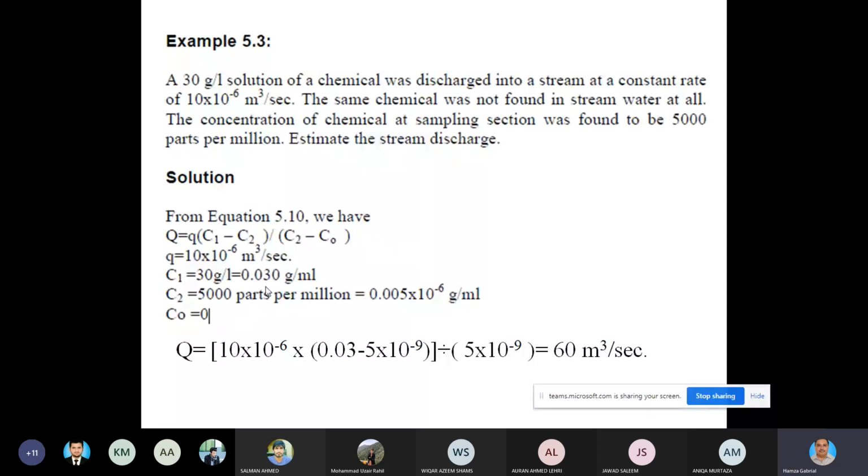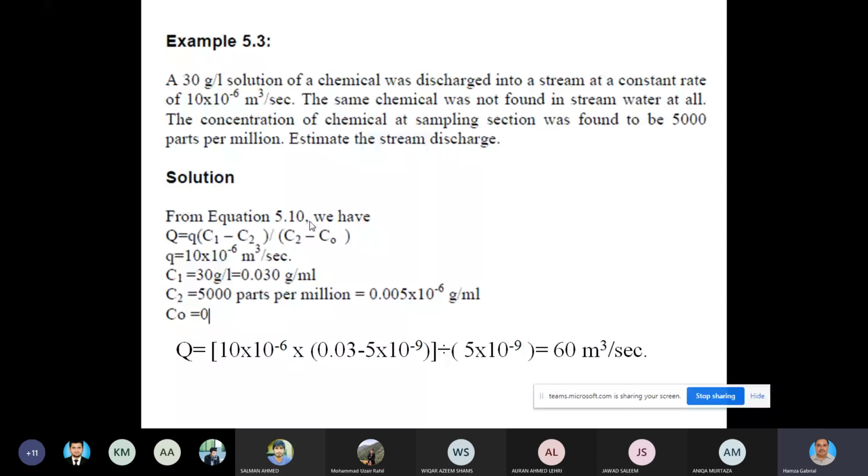So this was discharged. So you convert it into grams per milliliter. So it becomes 0.03 grams per milliliter. Not gallons, grams. 30 grams per liter, and in 1 liter, there are 1000 milliliters.